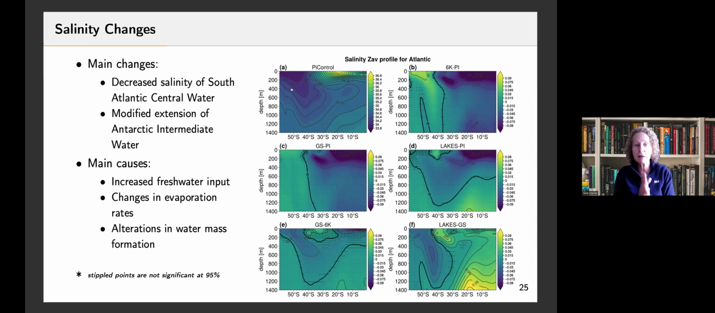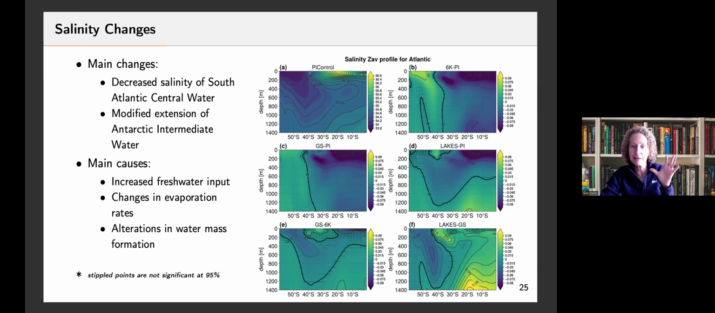Why is the intermediate water mass important? It's because it sits at intermediate depths, about 600, 800 meters, the salinity minimum, and it's where most of the anthropogenic CO2 carbon is stored. So, if this water mass changes, it means that it will change the amount of CO2 that's stored in the ocean. So it's something that we're looking at.